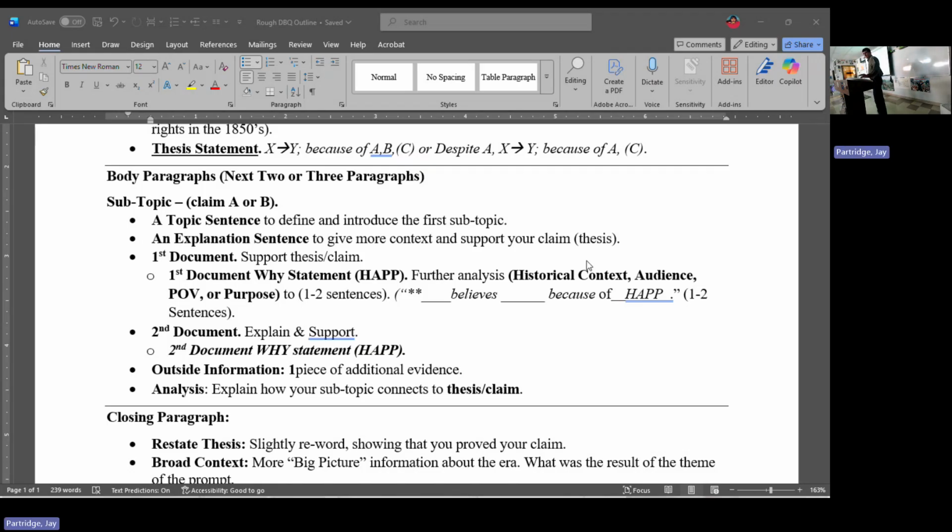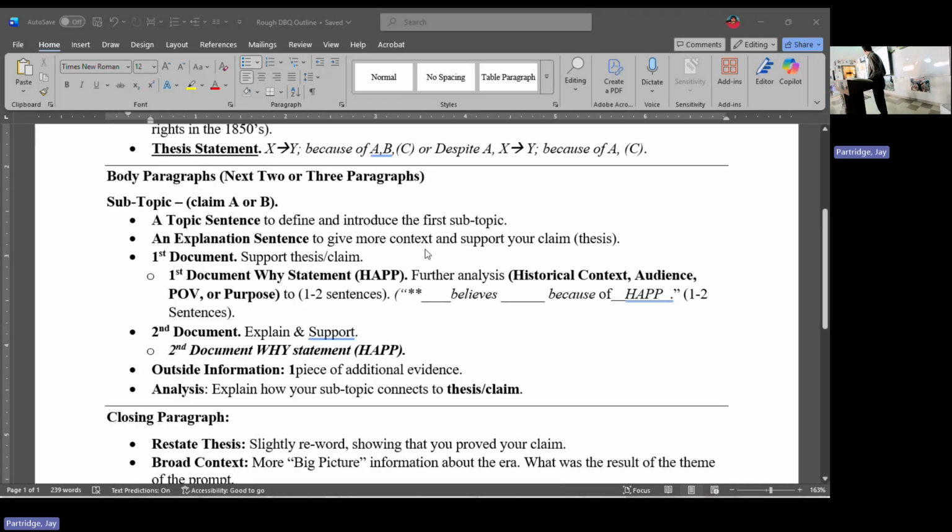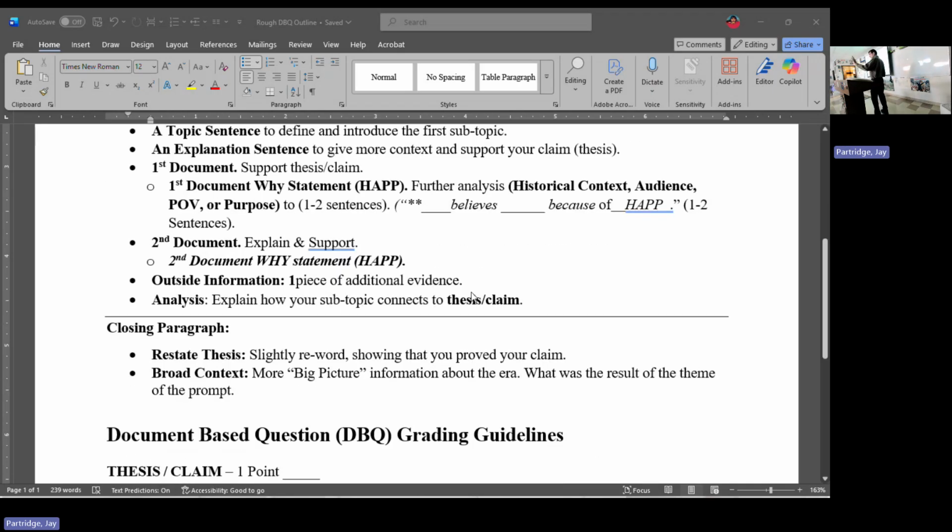Opening paragraph. Some kind of introduction, context, thesis, and we know that. 3 to 4 sentences, context. And then last paragraph, the least important paragraph in a timed essay. Doesn't mean skip it, but if there's one you're going to skip on, it's this paragraph. Kind of show your thesis, and then broad context. What did it lead to? The U.S. became isolationist, not involved in foreign conflicts.